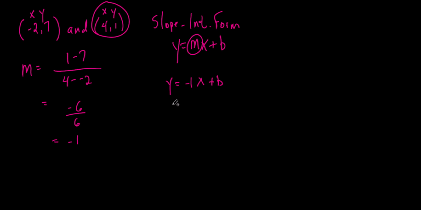All right, so let's put it in here. So what am I going to put in for y? A 1, right, because I'm using this point right here. So the y is the 1, so I'm going to put a 1 right there. Equals negative 1 times x. What's my x? 4. And then plus b. And now I can solve for b.